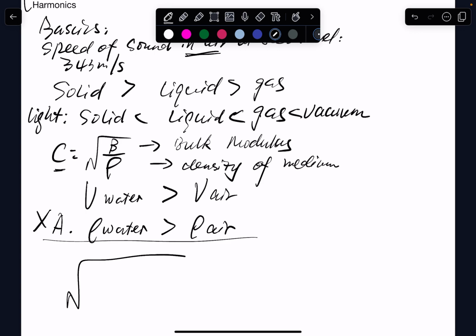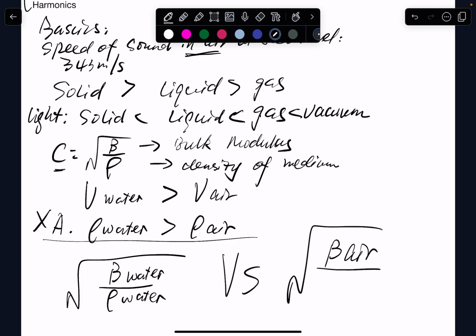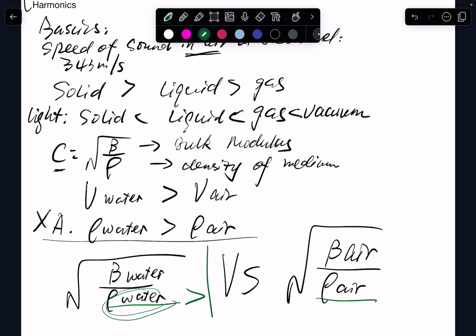So if I were to compare the speed of sound in these two different mediums, I have this square root of B water over rho water, right? Versus the square root of B air over rho air, okay? So if the density of the water is larger than the density of the air, but the density of water is the denominator, this term being larger will make the whole thing smaller, right? And then that doesn't align with the fact that the sound travels faster in water, okay?